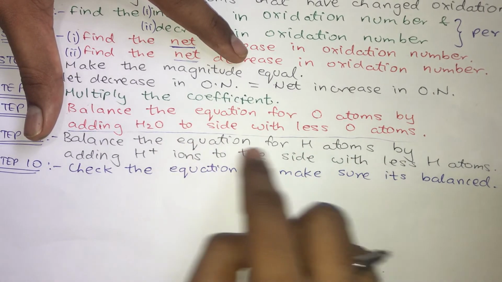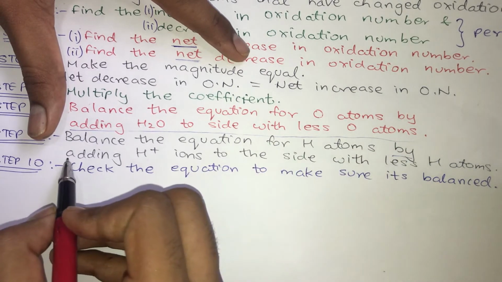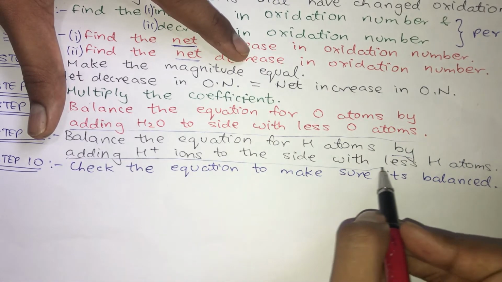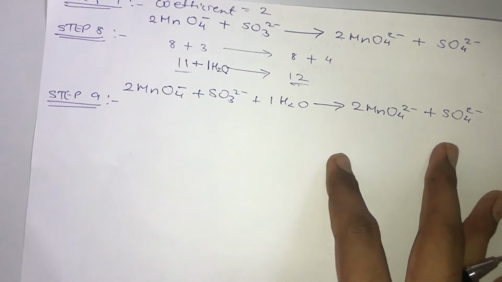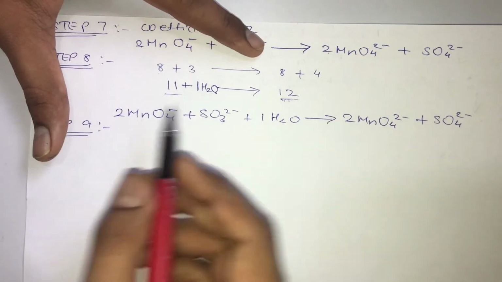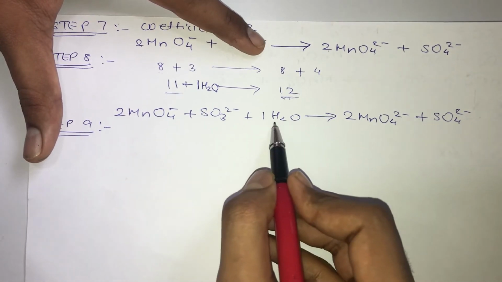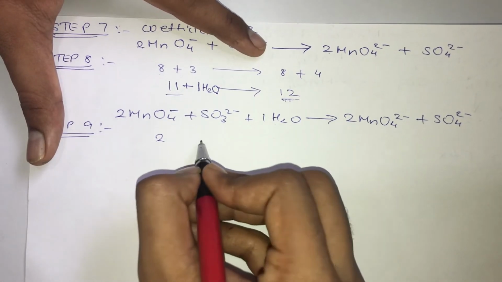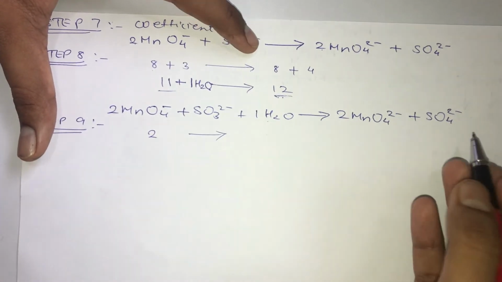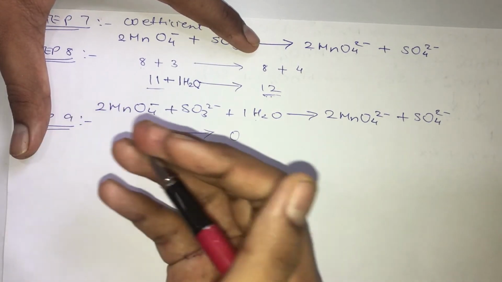And how are we going to balance the equation for hydrogen atoms? By adding H plus ions to the side with less hydrogen atoms. Now let's understand this also. This is an even simpler one. See, on the left hand side, how many hydrogen atoms are there? There are 2 hydrogen atoms. Am I right? And on the right hand side, how many hydrogen atoms are there? There are 0 hydrogen atoms.